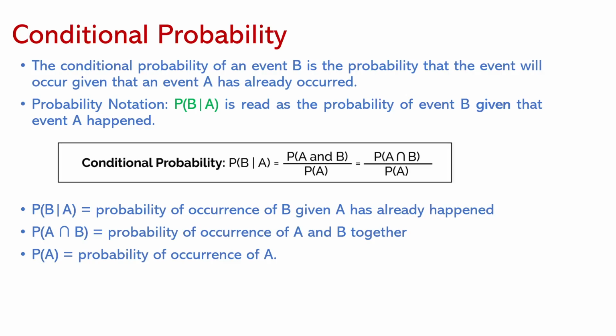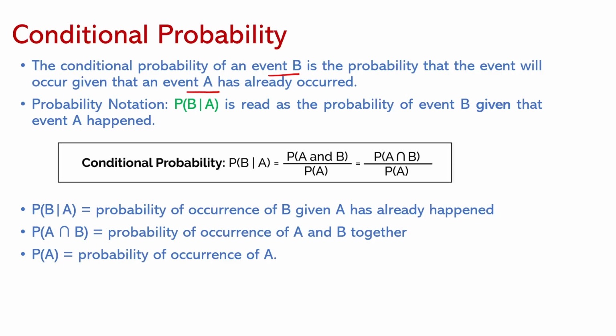In simple terms, I will explain once again. Let's try to understand what is conditional probability. Conditional probability of an event B is the probability that the event will occur given that event A has already occurred. If event A has already occurred, then we say it is conditional probability. Let's try to see what it is with an example.